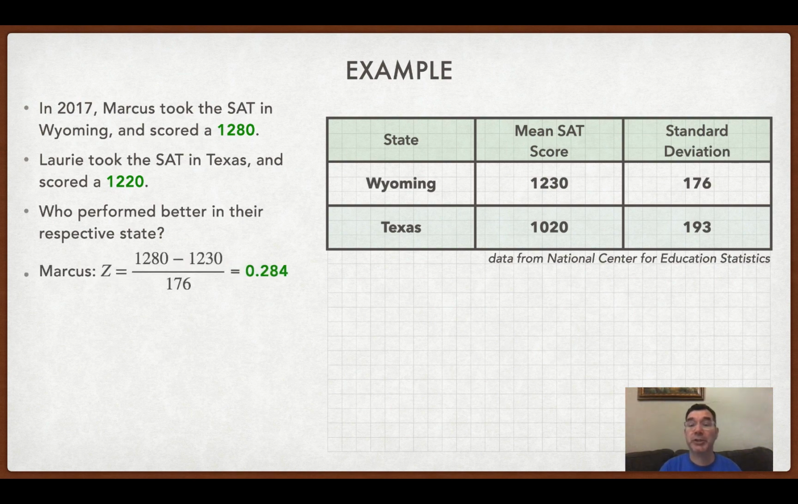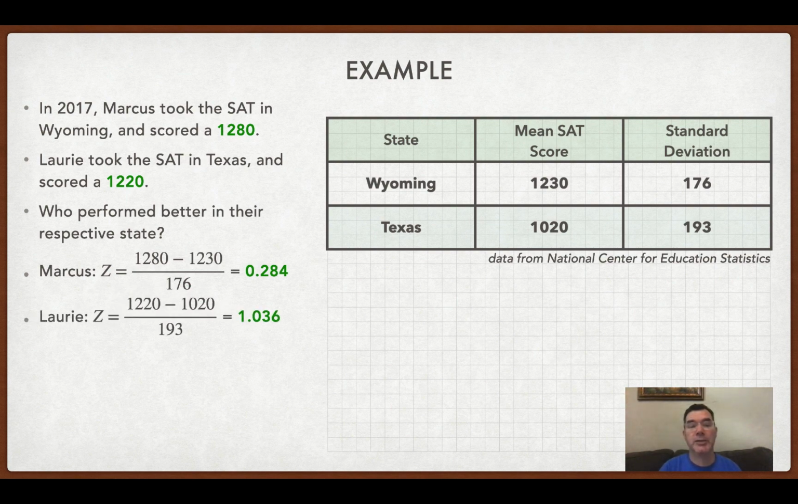And so what I'm going to do is take each score and convert it to a z-score for that state. So since Marcus is in Wyoming, I take his score of 1280, subtract the mean of 1230, and divide by the standard deviation of 176, and I get 0.284. What that means is his score is 0.2 standard deviations above the mean. So very, very close to the mean.